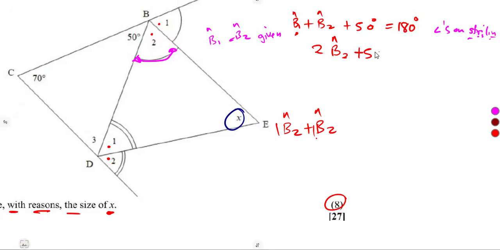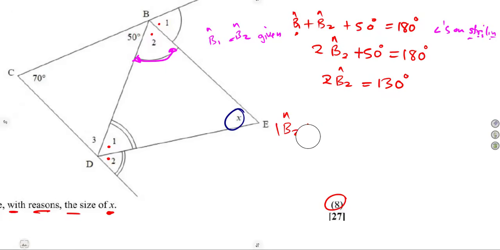Plus the 50 degrees is equal to 180 degrees. So solve for that angle B2. Take the 50 to the other side, that's 180 minus 50, which is 130 degrees. Solve for angle B, divide by 2 by 2.